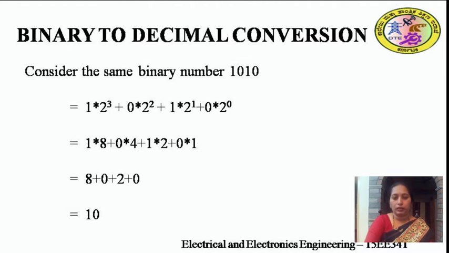Here I have considered the same number. 1 multiplied by 2 raised to the power 3, plus 0 multiplied by 2 raised to the power 2, plus 1 multiplied by 2 raised to the power 1, and 0 multiplied by 2 raised to the power 0. If I take the sum of these products, the final answer is 10, which is similar to the previous method we did.